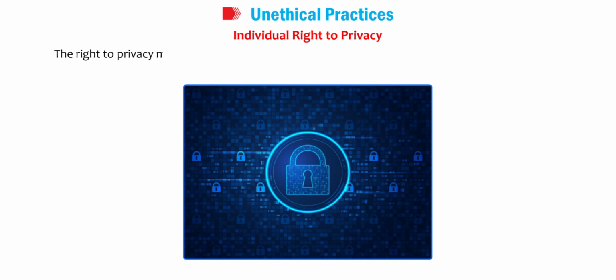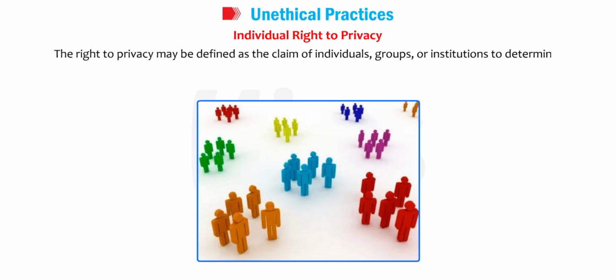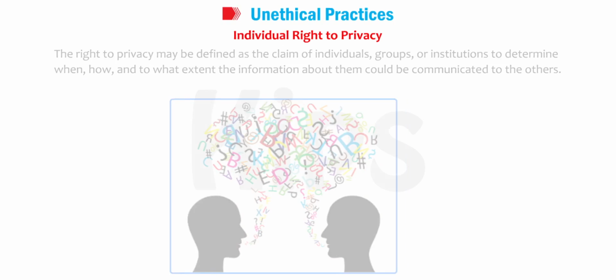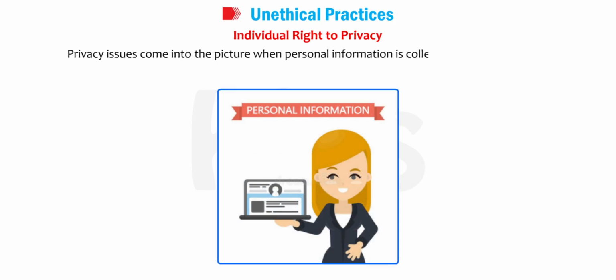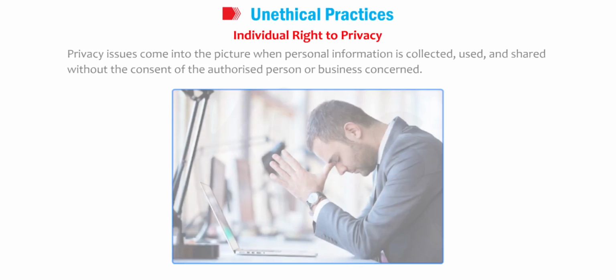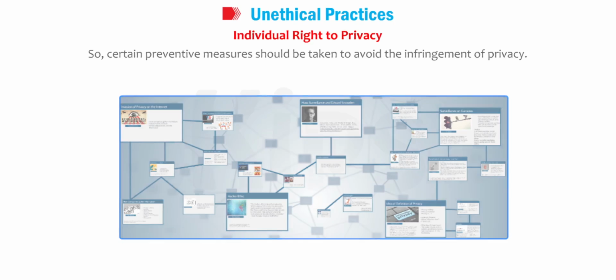Privacy is one of the major concerns in one's life. The right to privacy may be defined as the claim of individuals, groups, or institutions to determine when, how, and to what extent the information about them could be communicated to others. Privacy issues come into the picture when personal information is collected, used, and shared without the consent of the authorized person or business concerns. So, certain preventive measures should be taken to avoid the infringement of privacy.